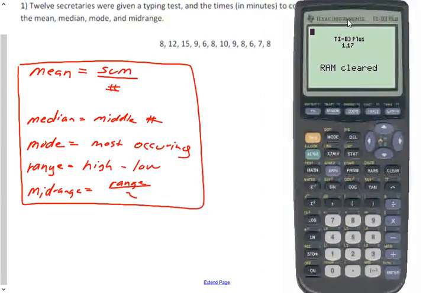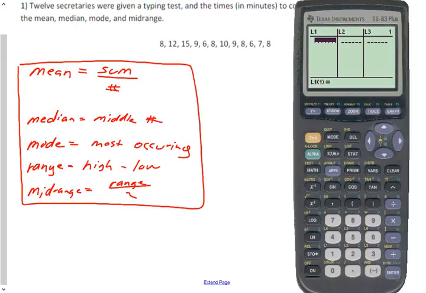And our first step is something you guys have done. We're going to go to our statistics menu, and we're going to edit it because we're going to type in every single number there.